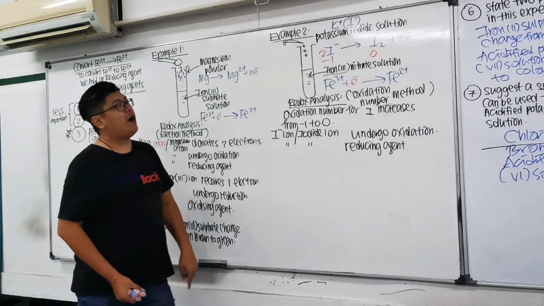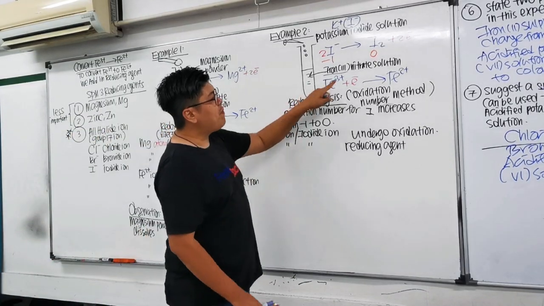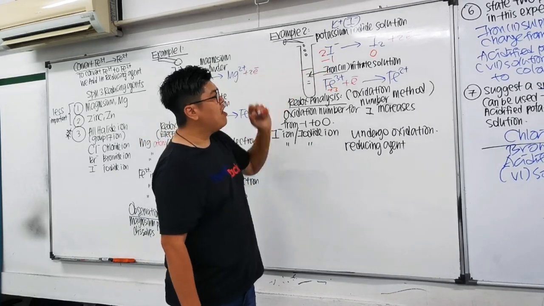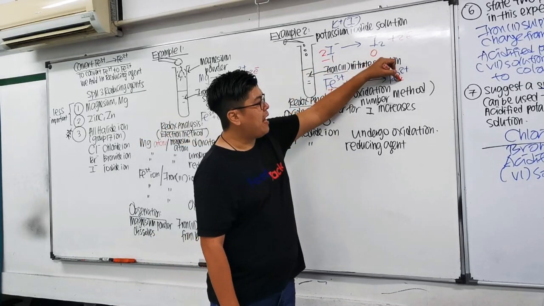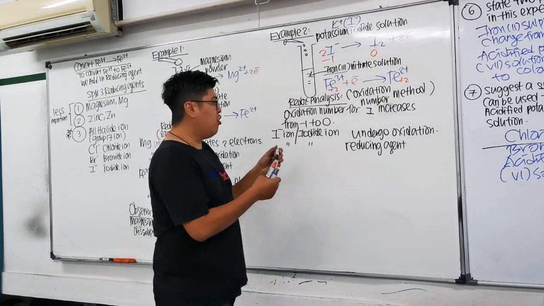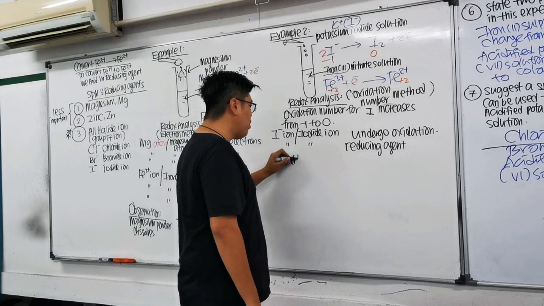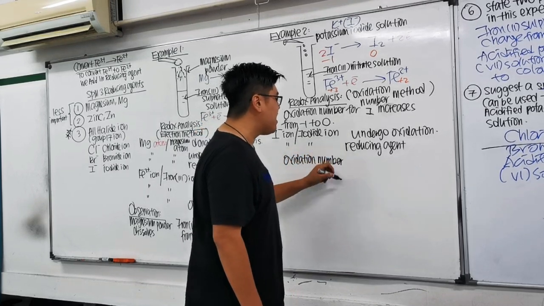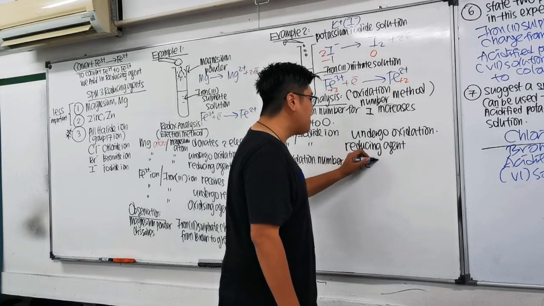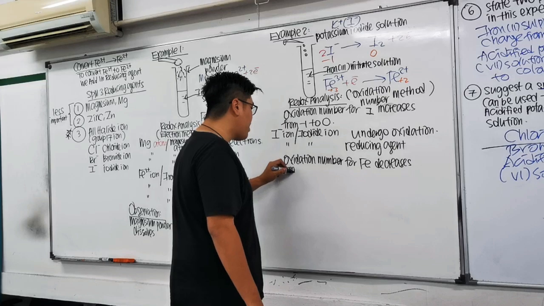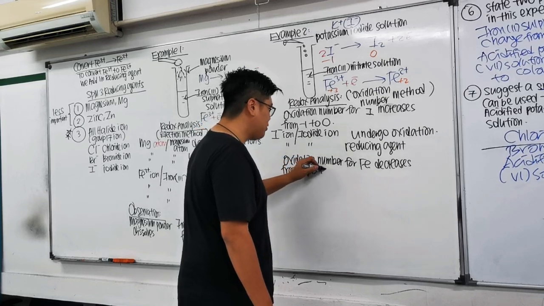Okay, next one here. Fe3 plus becomes Fe2 plus. Oxidation number for Fe3 plus is +3. Oxidation number for Fe2 plus is +2. +3 to +2, the oxidation number went down. So you can write that the oxidation number went down. So whose oxidation number went down? The iron thingy. Oxidation number for iron decreases from +3 all the way to +2.